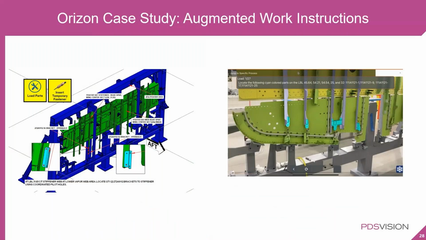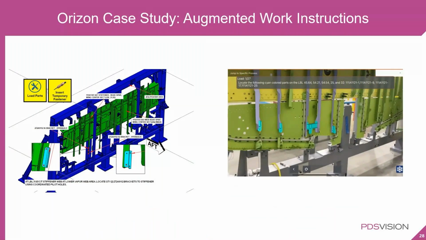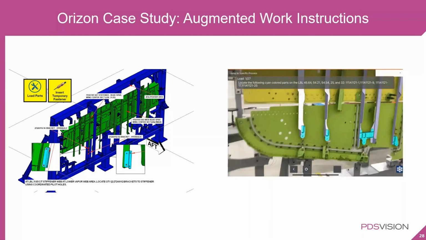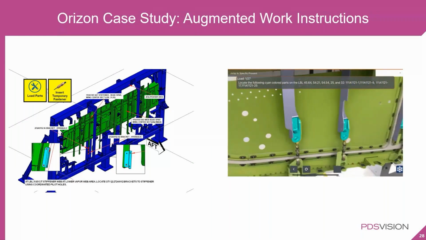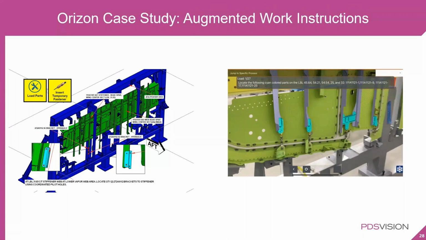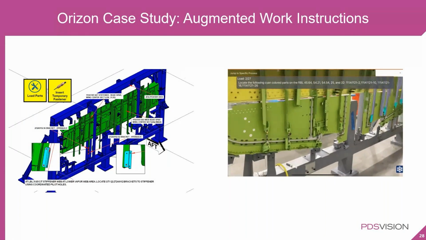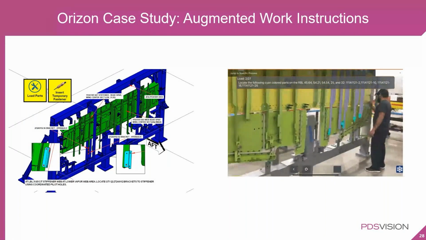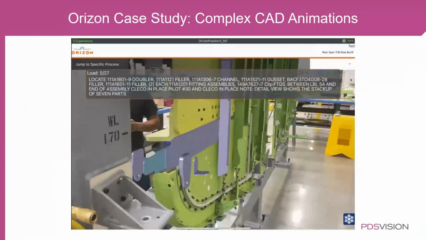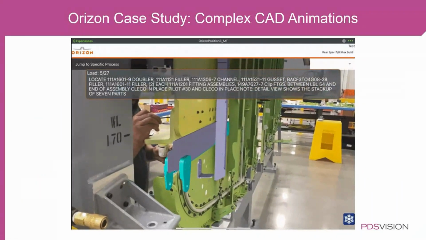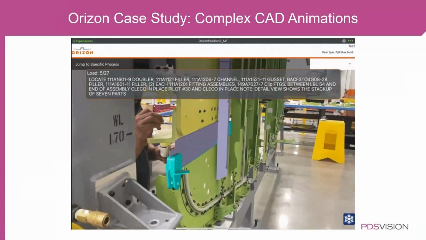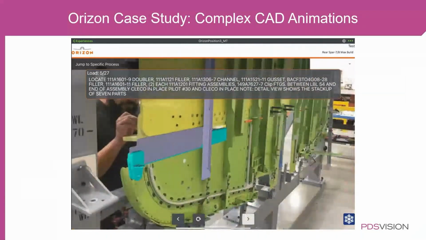And so here on the left was the old version they were using, which was just on a computer, showing them where things were installed. And on the right, it's installed right here, and you can tell because your finger is where it's going. They were also able to do complex CAD animations. So this is a stack-up that has to happen in a specific order, and there they were able to show that really easily, augmented onto the part itself.